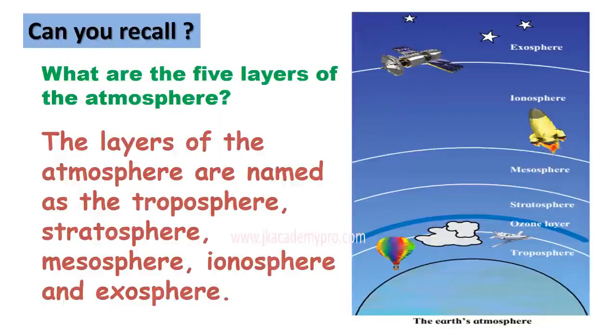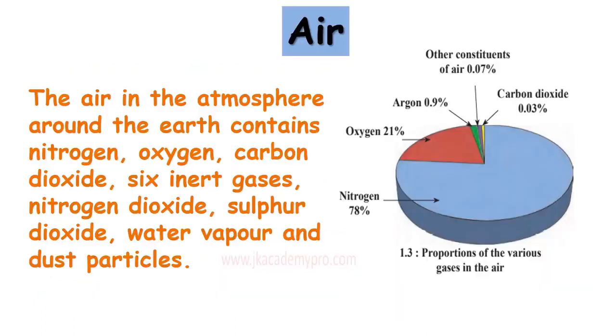Do you recall, students? What are the 5 layers of the atmosphere? Okay, let's revise it. The layers of the atmosphere are named as the troposphere, stratosphere, mesosphere, ionosphere, and exosphere. We learned that air, water, and land are the natural resources. Now let's understand each of them in detail.